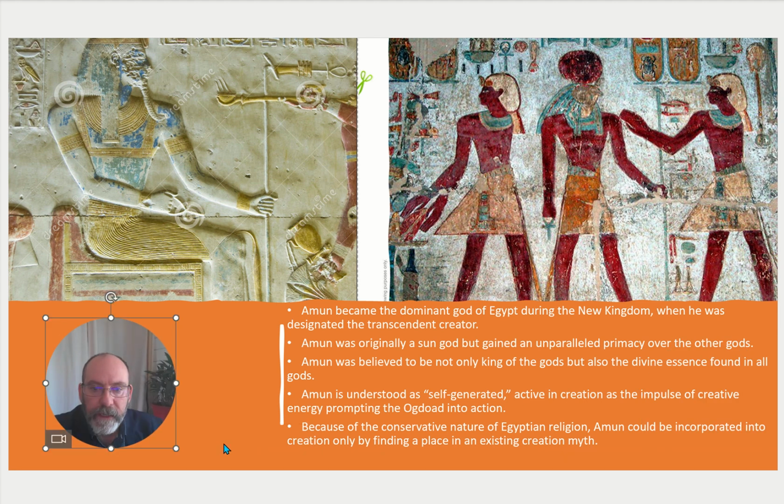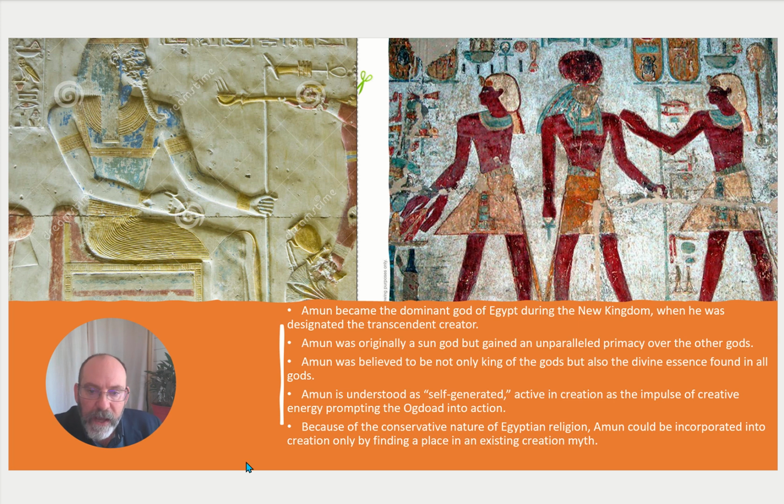Here we see Amun became the dominant god of Egypt during the New Kingdom when he was designated the transcendent creator. Amun was originally a sun god, but he gained this great unparalleled power over the other gods. And he's believed to be not only king of the gods, but also the divine essence found in all gods.